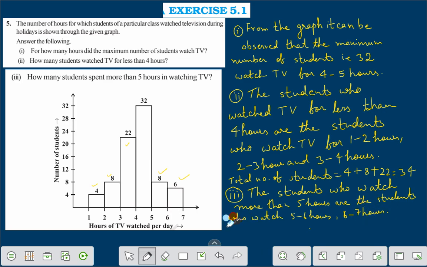The total number of students is equal to 8 plus 6, that is 14. 8 plus 6 is equal to 14 students.